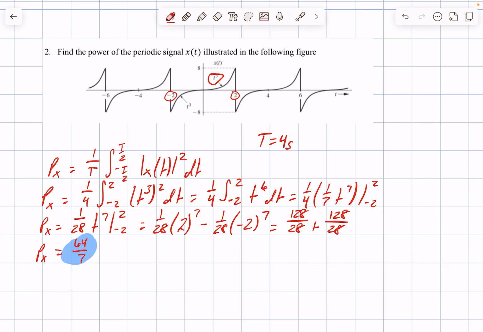So there you go. This is how you find the power of a signal and also the energy of a signal. This is kind of basic, but the key here is just to be able to recognize what the functions are. And once you're able to do that and find the boundary values for it, you can just plug the values into the respective formulas and you'll get your answer pretty simply.